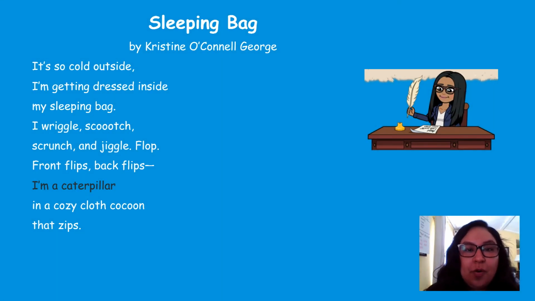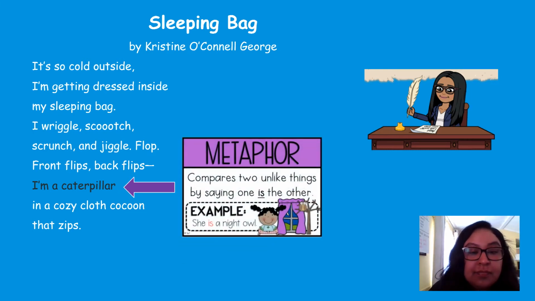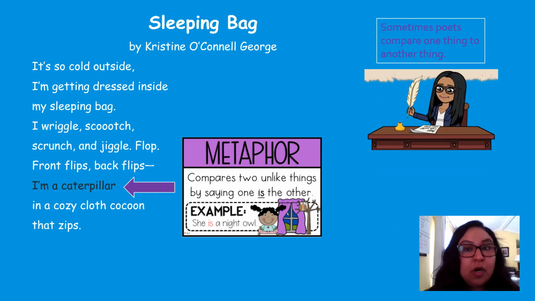We listened to the poem Sleeping Bag 2 times, and we can see that the author Christine is comparing the little girl in a sleeping bag to a caterpillar in a cocoon. And sometimes poets do that. They compare one thing to another thing. And on this line right here where it says, I'm a caterpillar, that's a metaphor. It's comparing two unlike things by saying one is the other. So the girl is being compared to a caterpillar. Remember, sometimes poets compare one thing to another thing.